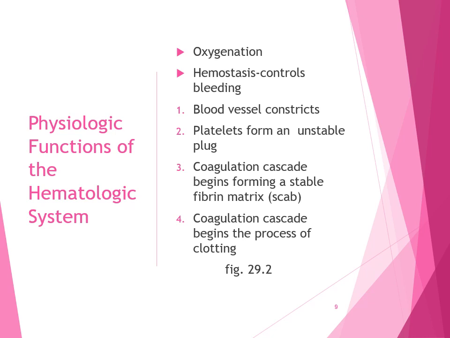So, some functions of the hematologic system we've kind of talked about already. Oxygenation, repetition, very important. Oxygenation, homeostasis, controlling of bleeding. Our blood vessels constrict. Our platelets form a plug. The coagulation cascade forms a matrix, and that begins the process of clotting. So again, I'll refer you to figure 29.2.